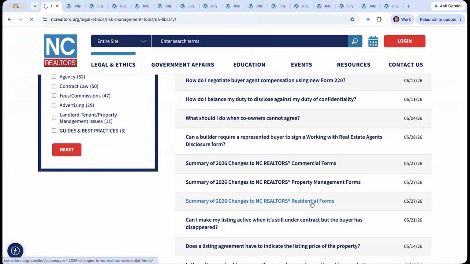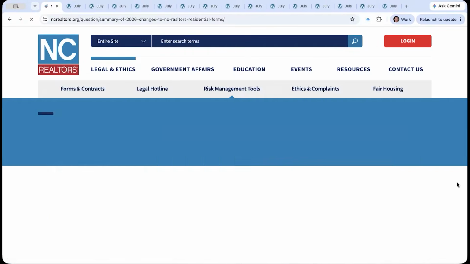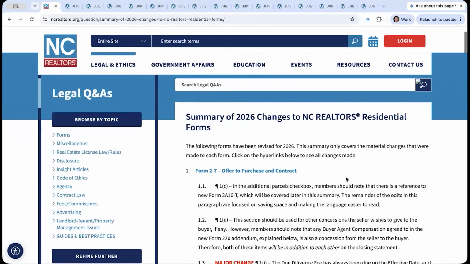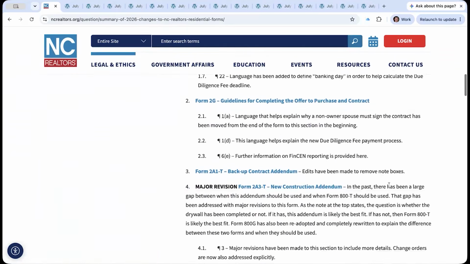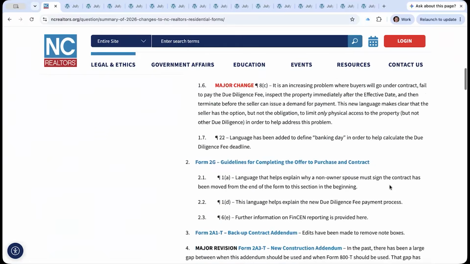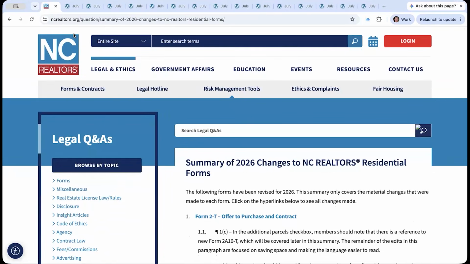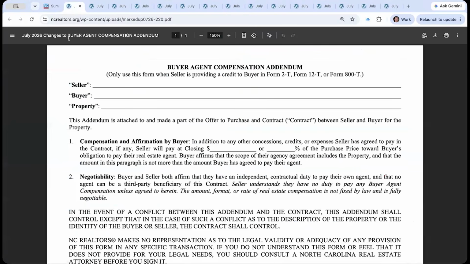You can click on residential forms changes right here, and that will take you to all the forms changes. And you can see here, you click on these, it will take you to the hyperlinks that we are about to go to right now. So if you want to follow along that way, you definitely can. I'm actually going to start with Form 220, so let's go ahead and just dive right into it.